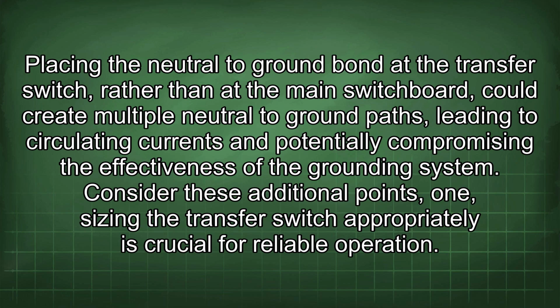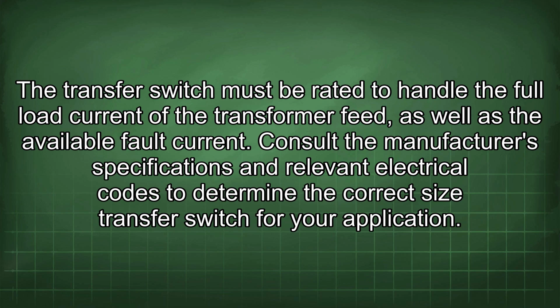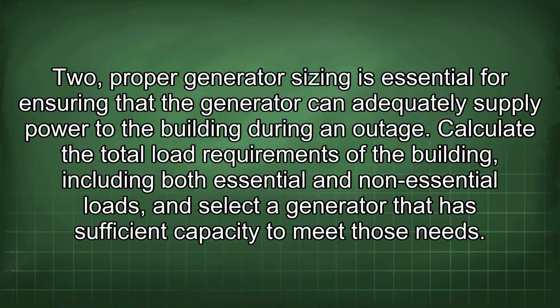Consider these additional points. 1. Sizing the transfer switch appropriately is crucial for reliable operation. The transfer switch must be rated to handle the full load current of the transformer feed as well as the available fault current. Consult the manufacturer's specifications and relevant electrical codes to determine the correct size transfer switch for your application. 2. Proper generator sizing is essential for ensuring that the generator can adequately supply power to the building during an outage. Calculate the total load requirements of the building, including both essential and non-essential loads, and select the generator that has sufficient capacity to meet those needs.